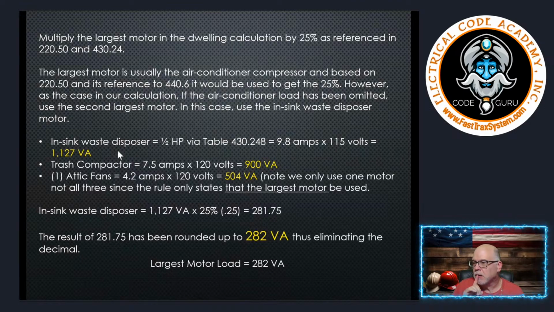1,127 VA. Now, we only want 25% of that, right? Because we already took it at 100%. Even though we got the luxury of applying a 75% demand to it, it doesn't matter. We already have it figured in. So all I want to do is meet code, I need that extra 25%. So I'm going to take that 1,127 and multiply it by 25% or 0.25. I always like to break things down into decimals. It makes the math easier. That means it's going to be 281.75. We're going to round that to 282. That is my 25% for the largest motor contribution.